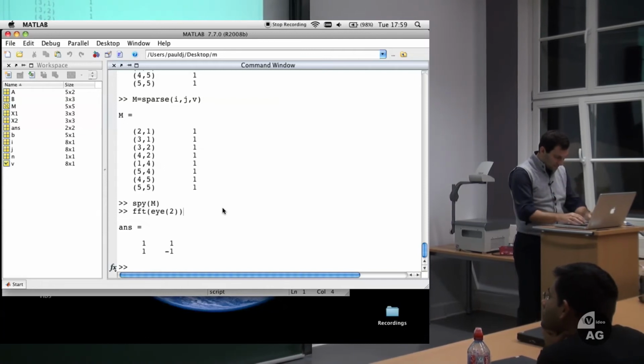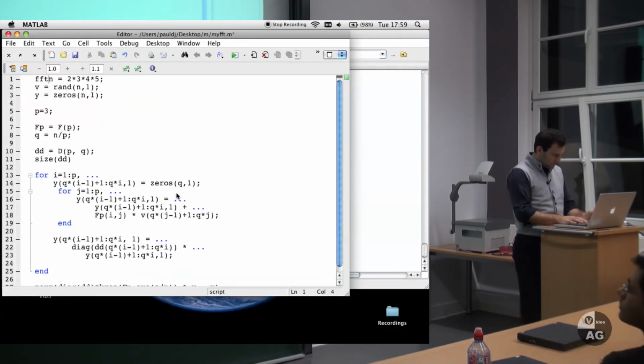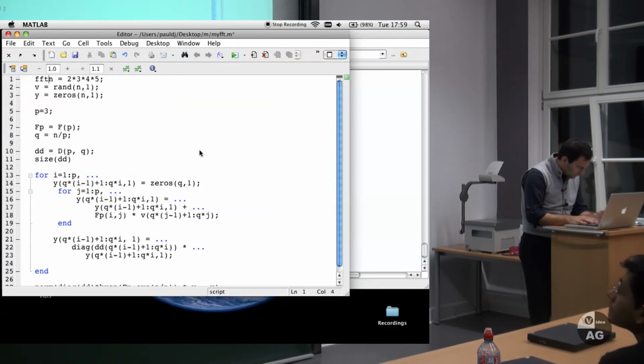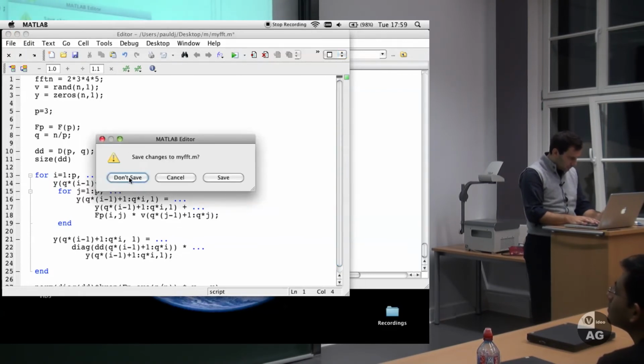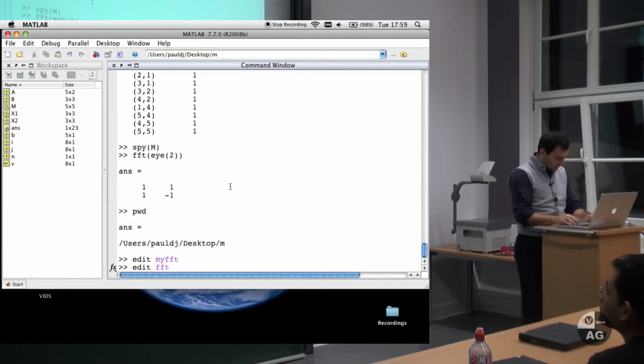Okay, let's edit my FFT. What? I added my FFT already? Okay, this is clearly not what I want. Where is this coming from? So edit something else, FFT PolDJ.